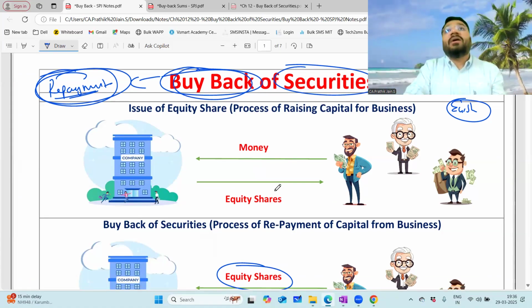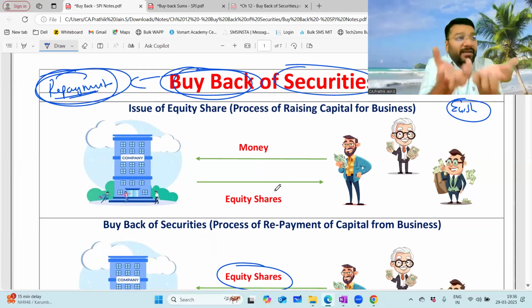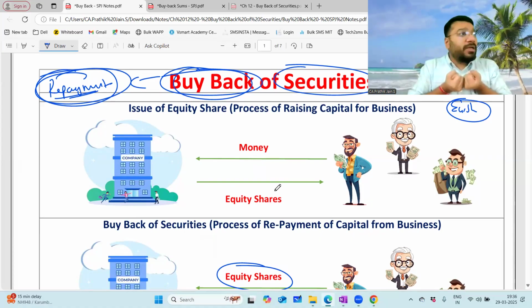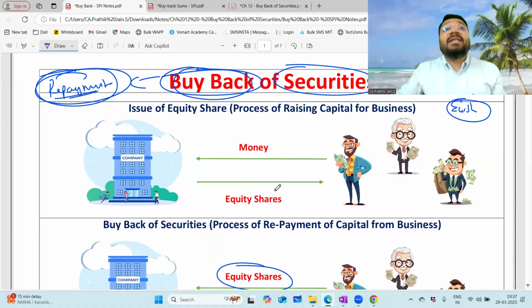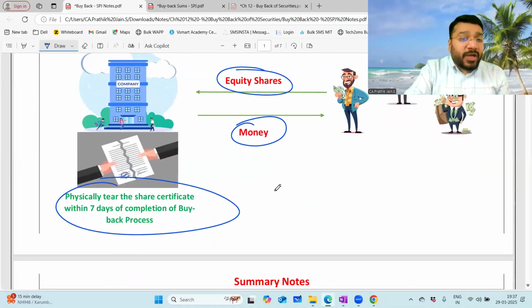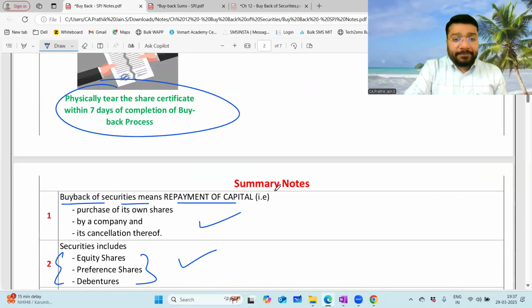Okay. So when the shares are bought back, you will get the physical share from the shareholders. What will you do with the share certificate? Within 7 days of completing the buyback procedures, you have to tear it. Okay.